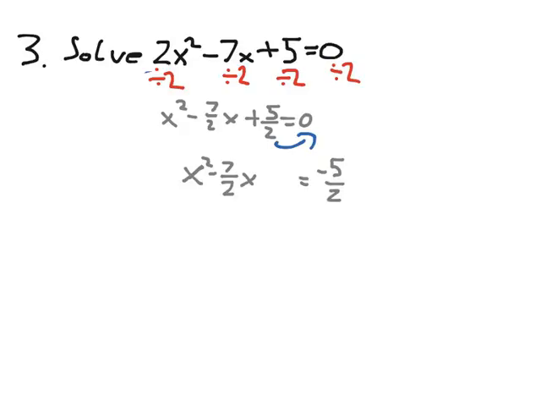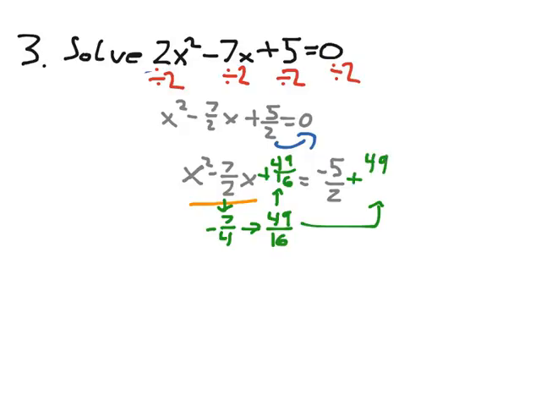Let's try to find out what the rest of this square quadratic would be. So let's take this middle term, divide it by 2, which gives us negative 7 fourths, square it, which gives us 49 sixteenths, and then add that to both sides. So here we have 49 sixteenths, and here we have 49/16.